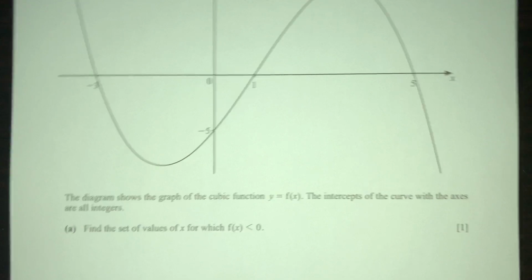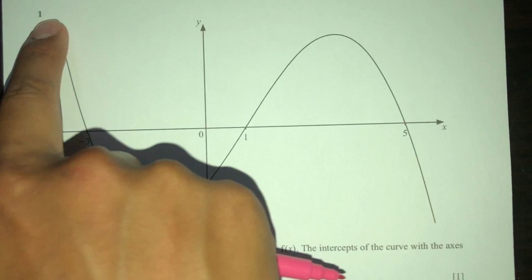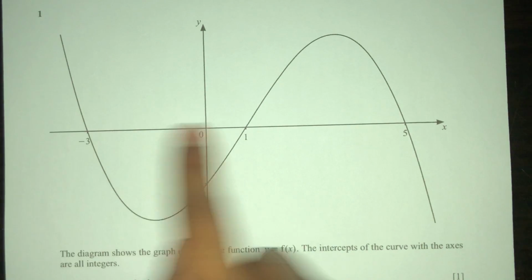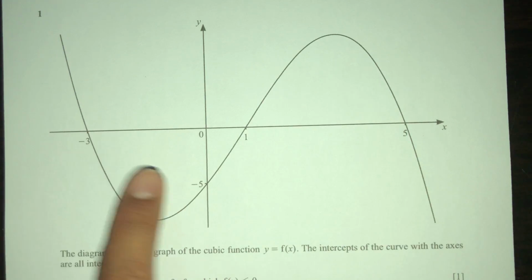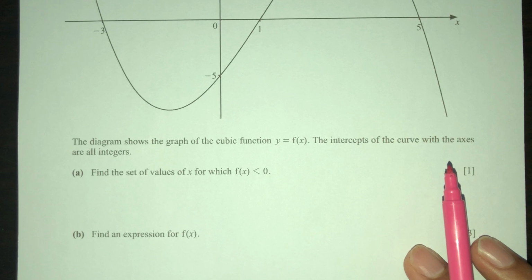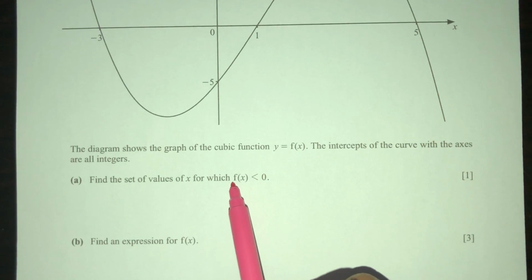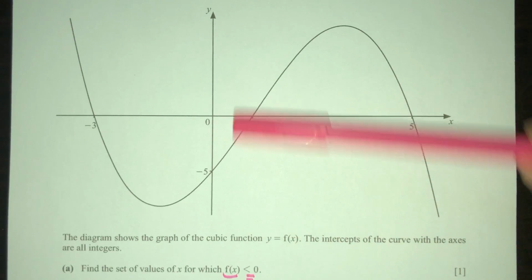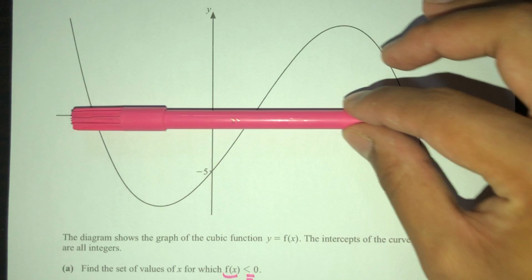Now the intercepts of the curve with the axes are all integers, which means that where the graph cuts the x-axis and the y-axis, these values are all integer values, which means they are all whole numbers. Now part 1, we have to find the set of values of x for which f of x, which is the graph, is below 0. So this is basically the line of 0, as we have always seen in the past. This is 0. So where's the graph below 0?